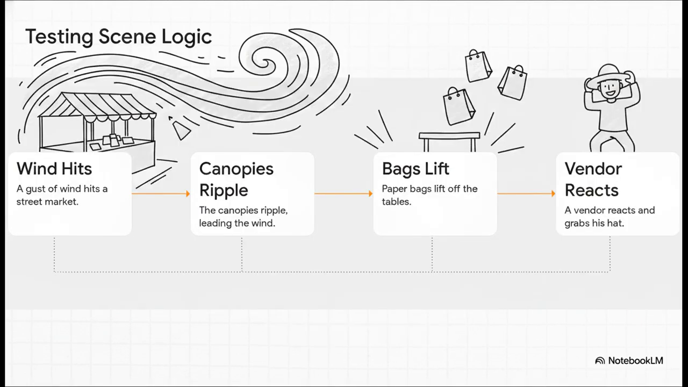But honestly, it gets even better when we test multi-element scene logic. Imagine a complex causal chain. Let's say a gust of wind hits a street market. First, the canopies ripple, leading the wind. Then paper bags lift off the tables. Following that, a vendor reacts and grabs his hat. Omni sequences these interdependent reactions in perfect logical order.